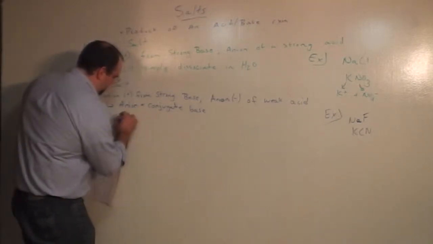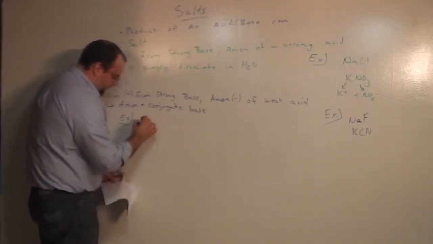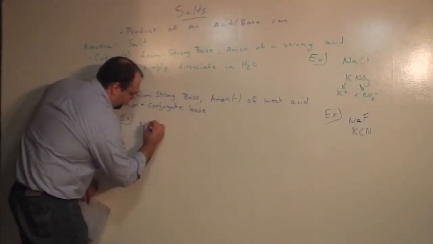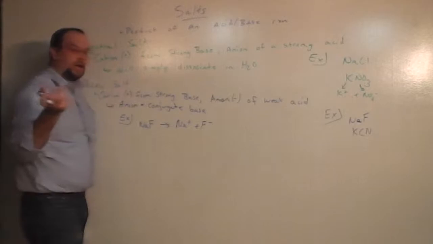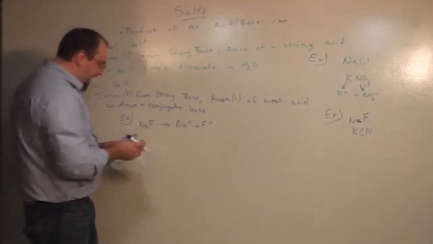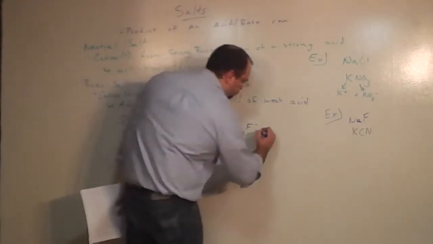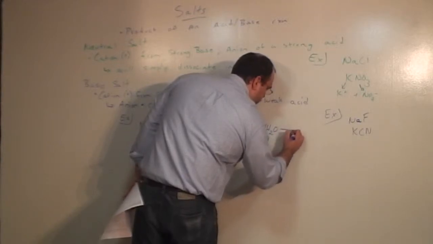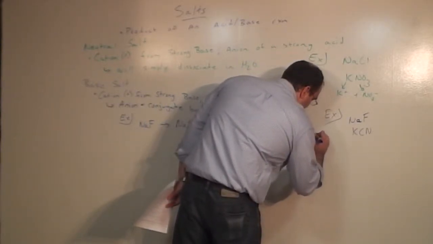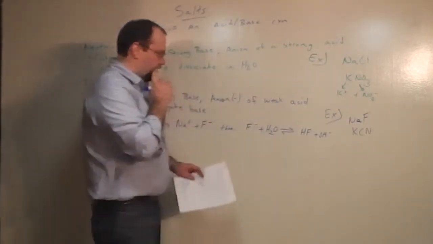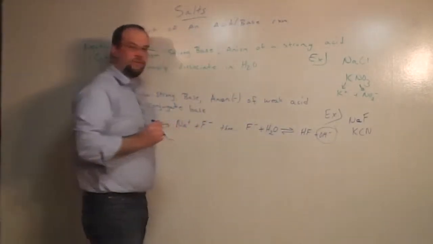So an example of that is, let's say we use our NaF. Okay, NaF is going to dissociate in water and turn into Na+ and F-. Okay, that's no shocker. That's going to dissociate. But then the F- will react with the H2O to form HF plus OH-. Okay? So it's going to react to form HF and then OH-. And that right there is a base.